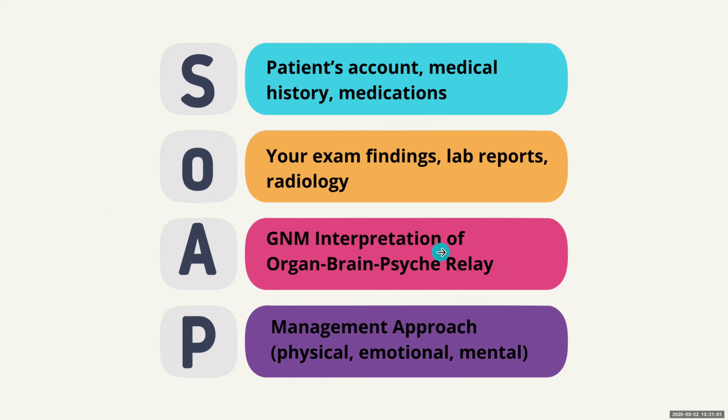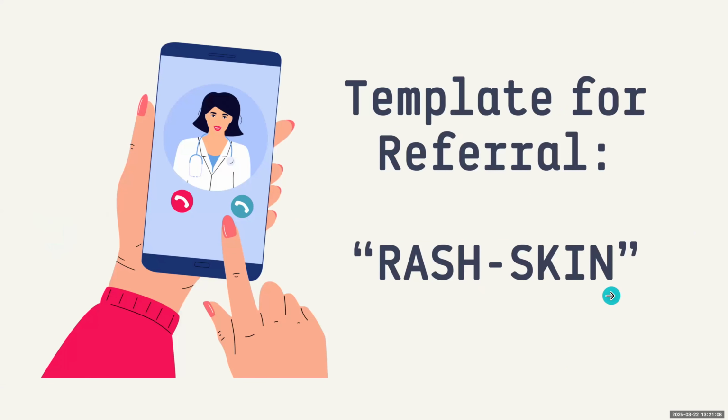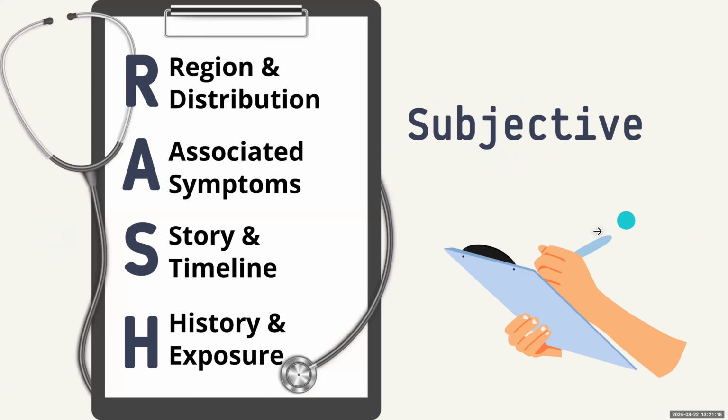plan, what's the management. So the mnemonic that I offered you earlier, which is RASH, SKIN, RASH will apply to the subjective portion. SKIN will apply to the objective portion. So for the subjective portion, the mnemonic is RASH, and again, you don't have to pattern after this, but I'm just trying to show you a way to present a rash. What is the information that that medical professional will be looking for?